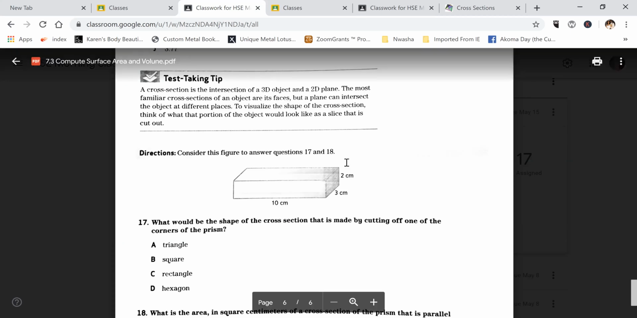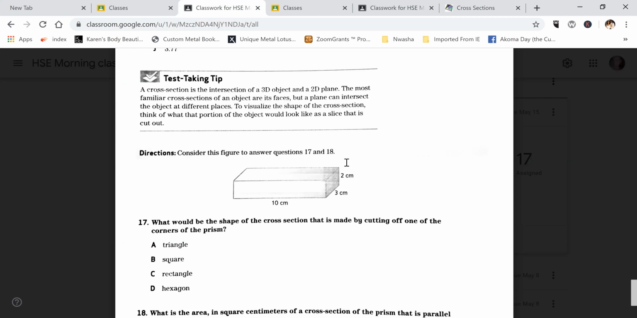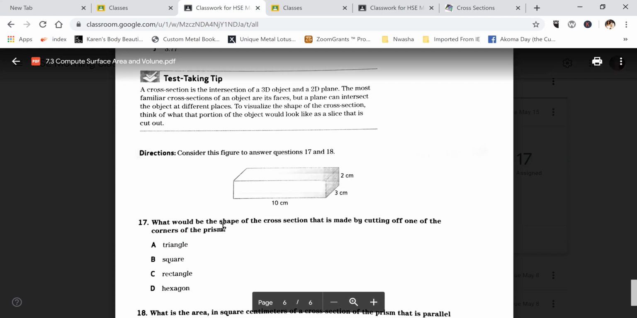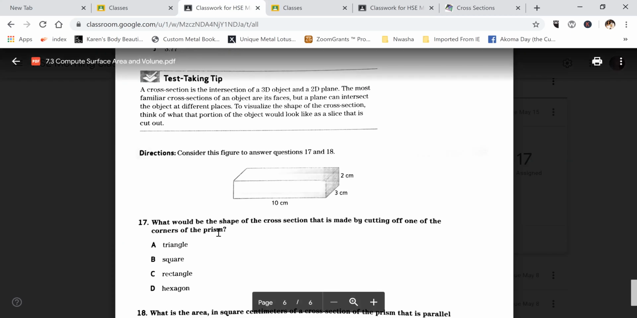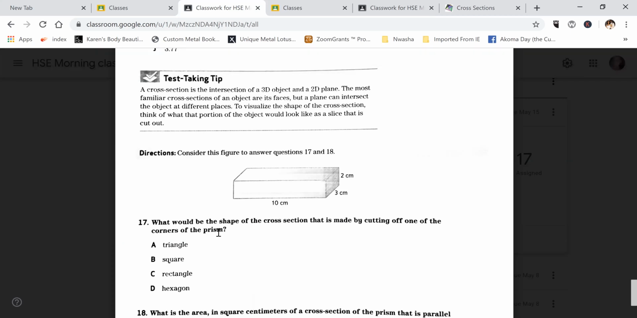So that idea of the deli slicer or a knife slicing is just for you to hold in your imagination, so that in a description like this, when you see the word cross-section, that's what you're thinking of, what is one slice. So this one is just saying, what would the shape of the cross-section be that is made by cutting off one of the corners of the prism? So here you're looking at a rectangular prism. What shape would be made if you cut off one of the corners?